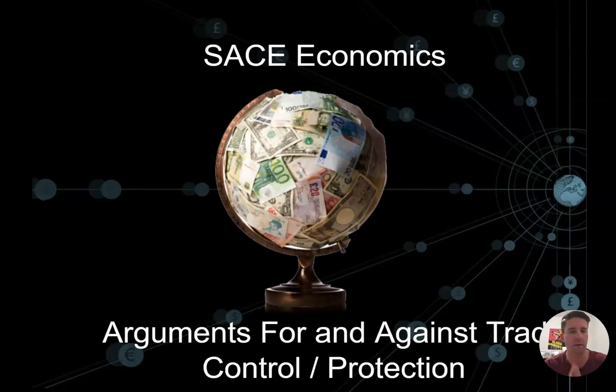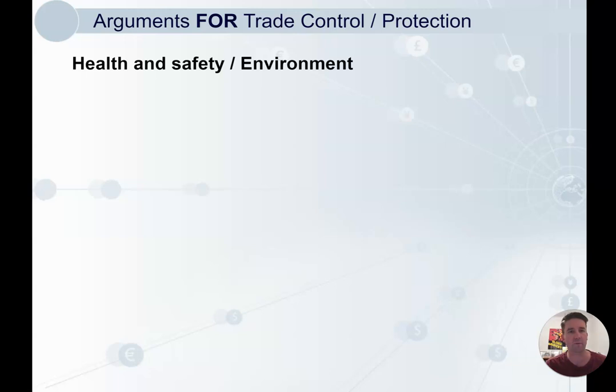Hey everyone, last time we looked at what trade protection is, so we looked at tariffs, we looked at subsidies. Now we're going to look at arguments for and against using those trade controls or protections. So we'll start with the arguments for. We've got health, safety, and the environment.